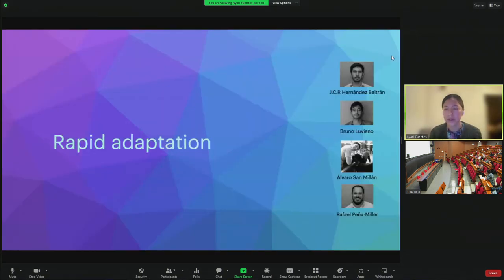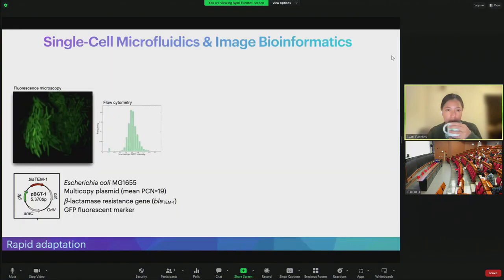Just to start, the people that were involved in this work are Charlie, Bruno, who is there, Álvaro San Millán, who is in Spain, and Rafael Peña Miller, also from the Center of Genomic Sciences here in Mexico.